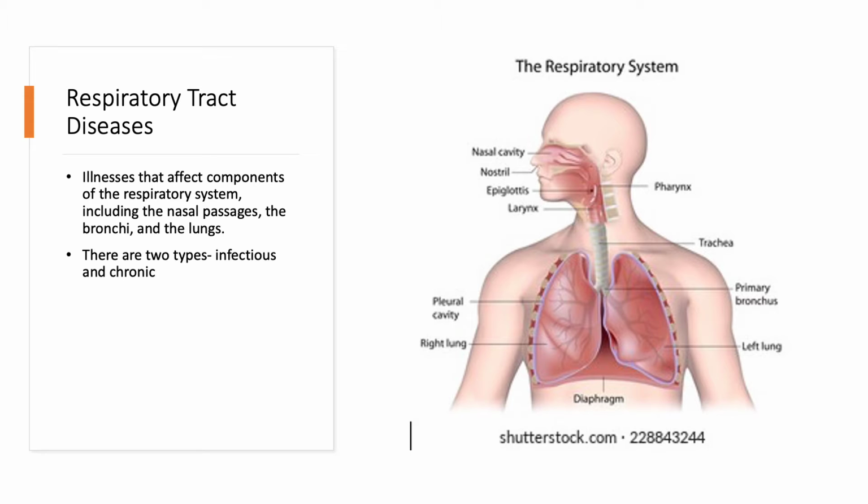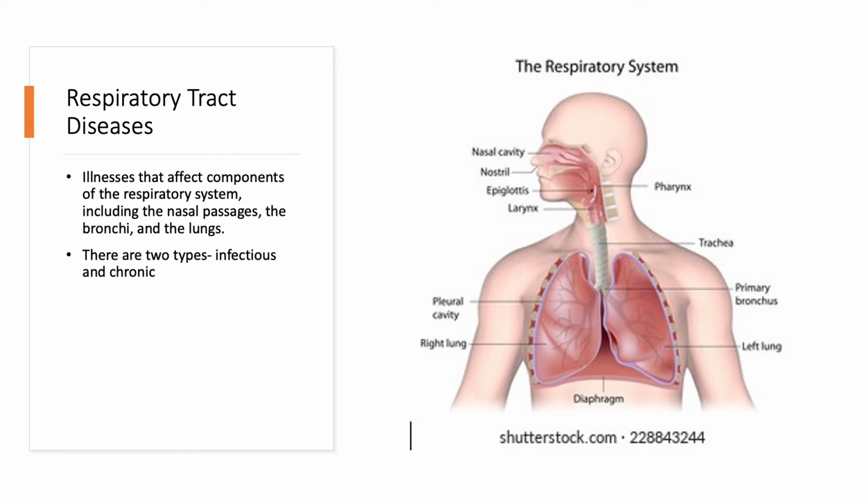Okay, let's begin. Diseases of the respiratory tract are illnesses that affect components of the respiratory system, including the nasal passages, the bronchi, and the lungs. There are 2 different types of respiratory tract diseases. They can be infectious or chronic. Infections are commonly bacterial or viral. In the viral type, a pathogen replicates inside of a cell and causes a disease. And with treatment, you can typically get it to go away.